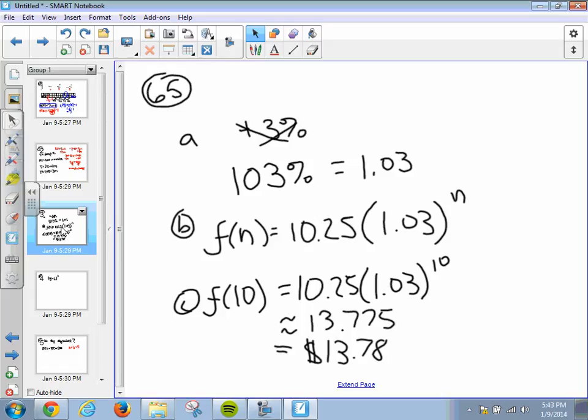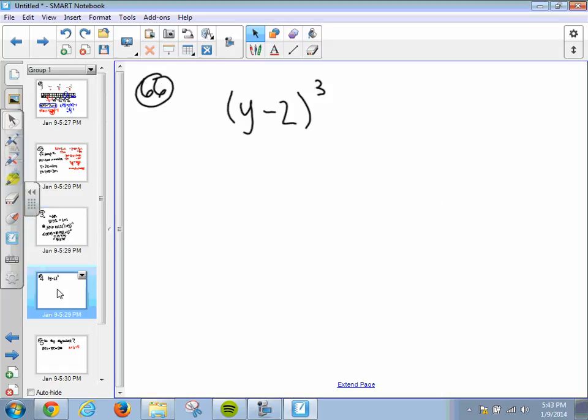All right, so that concludes 65. 66 is pretty easy, but you're definitely going to want to double check your work on this one. This is a common mistake people make on the ACT all the time. So if you're looking at taking the ACT, I would definitely pay attention to this problem.